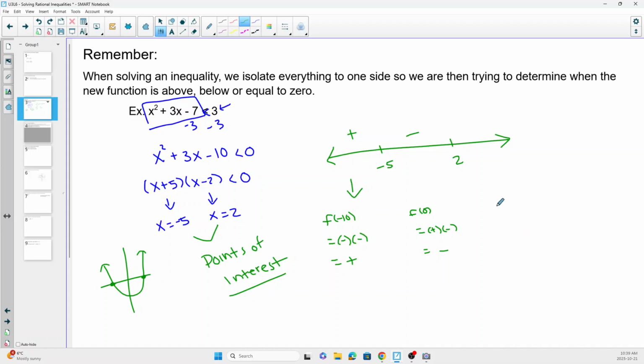And then over here again, we sub in anything we want. Sure, let's sub in 10 as long as it's greater than 2. So when we sub in 10, we have 10 plus 5, which is a positive. We have 10 minus 2, which is still a positive. We have a positive times a positive, which is a positive.